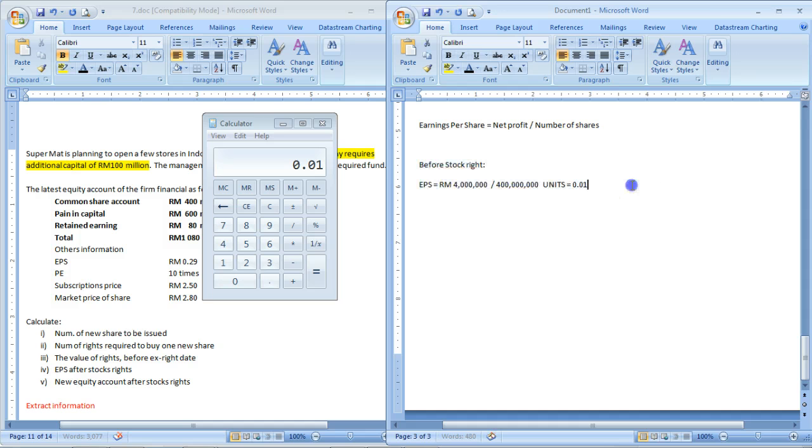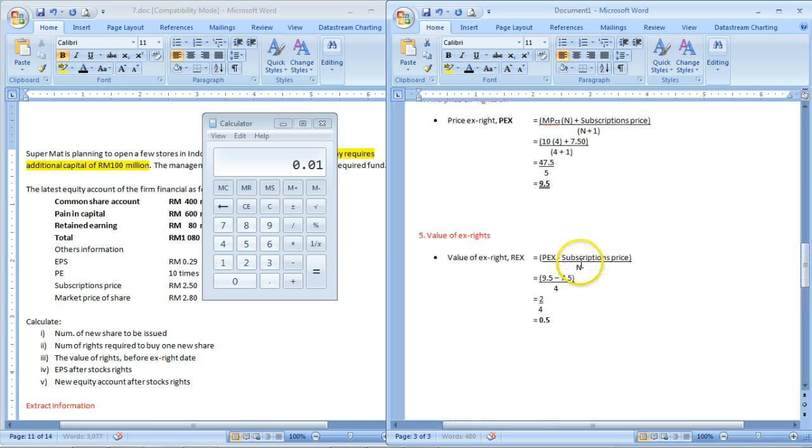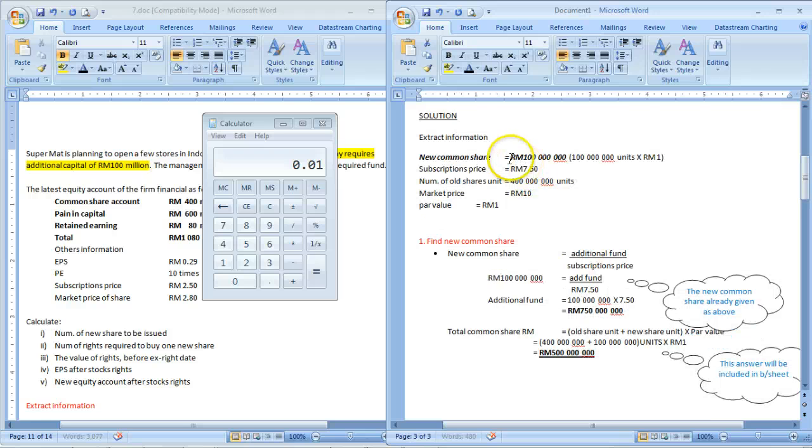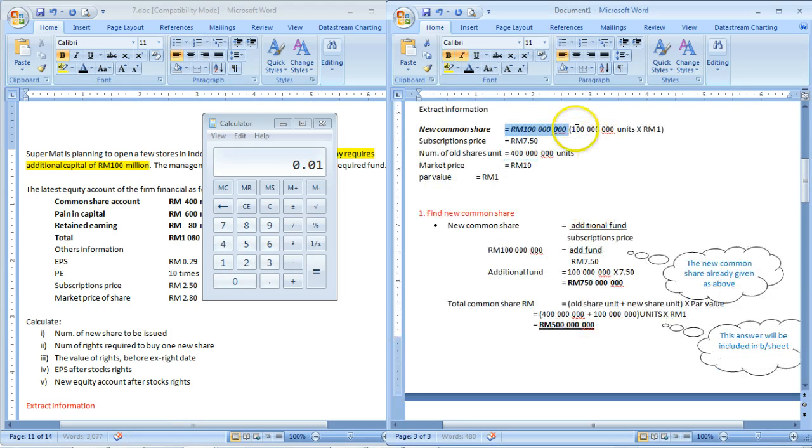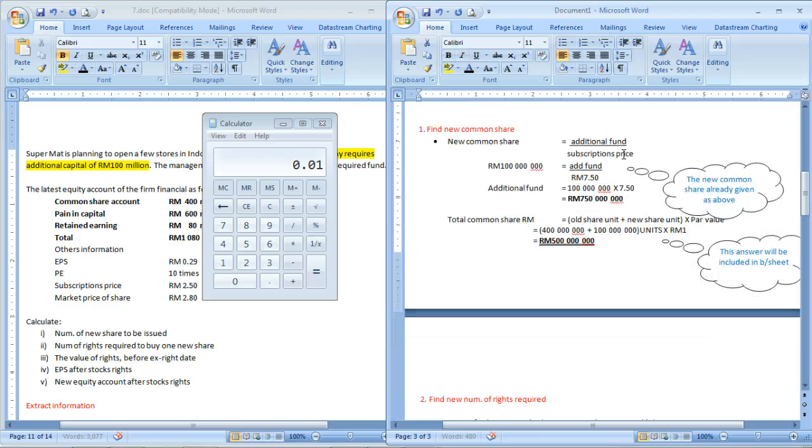How about after the right? Do you think the number of shares is maintained? Correct class, no. After stock right, your number of shares is increasing. We assume we are using the same amount of profit. Do you think your number of shares now is 400? No. As you can see here, your new common shares are 100 million units. Your old share units plus your new shares is your total shares after stock right, so it is 500 million units.